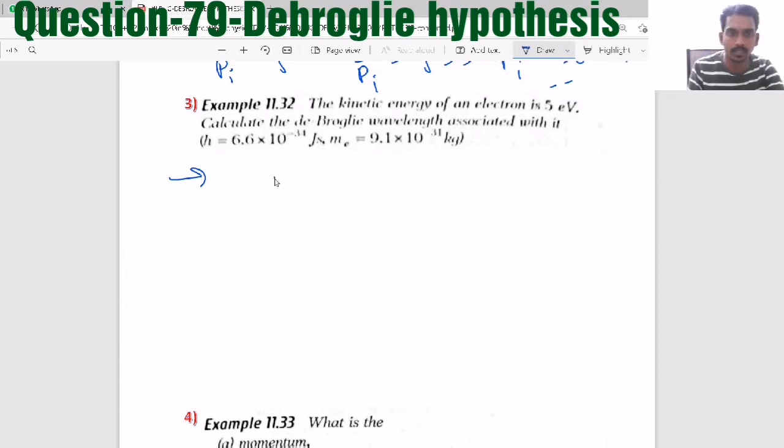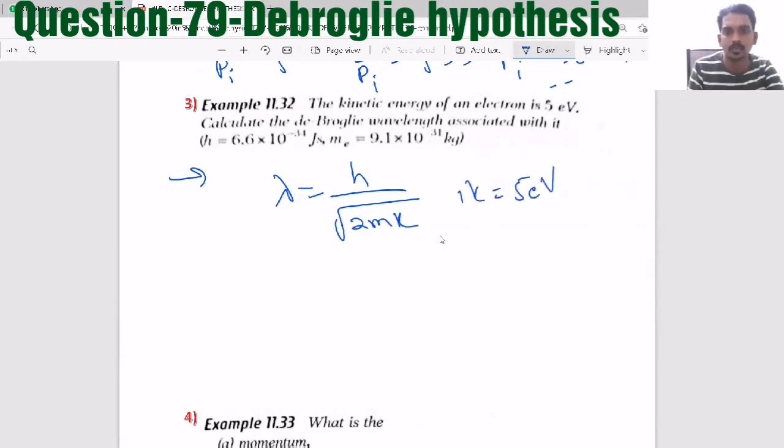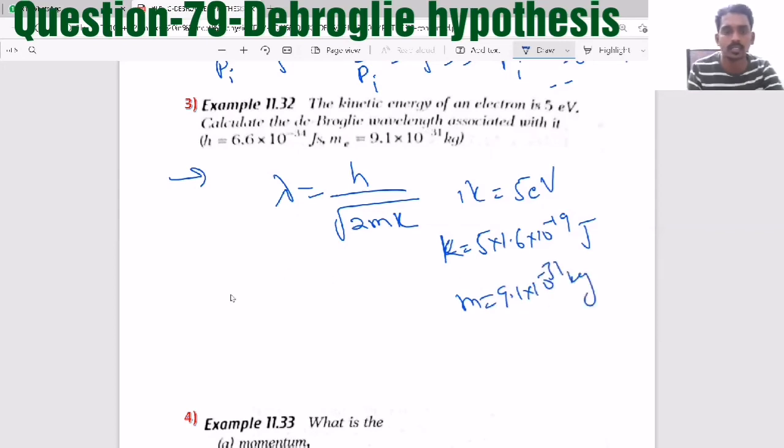Calculate the de Broglie wavelength. The de Broglie wavelength associated is h by under root 2mK, where kinetic energy is 5 electron volt. 5 electron volt means 5 into 1.6 into 10 power minus 19 joules. That is the kinetic energy. And the mass of electron is 9.1 into 10 power minus 31 kg.